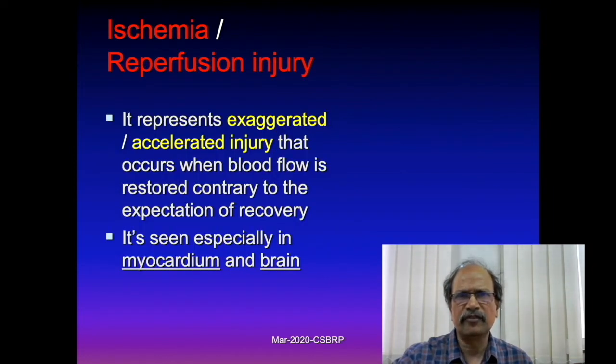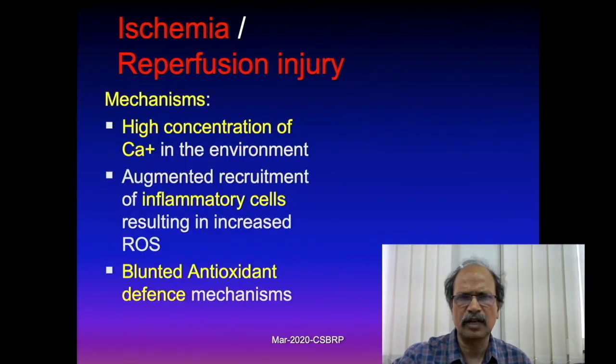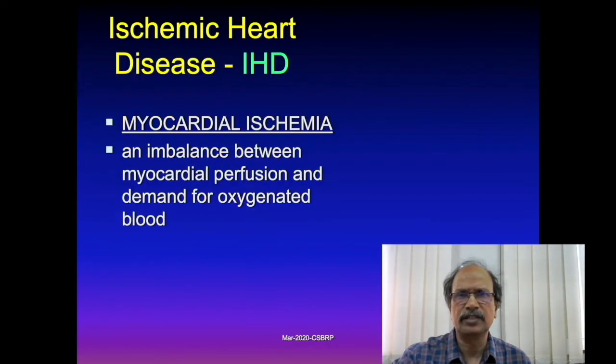So ischemic reperfusion injury, I told you, occurs because when you re-establish circulation, there are high concentrations of calcium and increased recruitment of inflammatory cells with associated release of reactive oxygen species and blunted antioxidant defense mechanisms, because the tissue is already damaged or dead. IHD is in reference to myocardial ischemia, and any imbalance between the supply and demand of oxygenated blood or nutrient supply to the heart is associated with ischemic damage to the heart muscle.